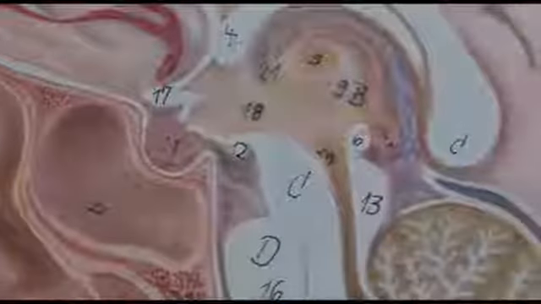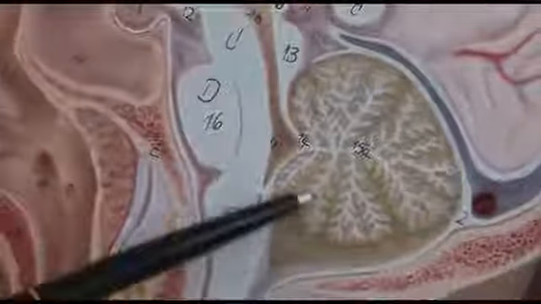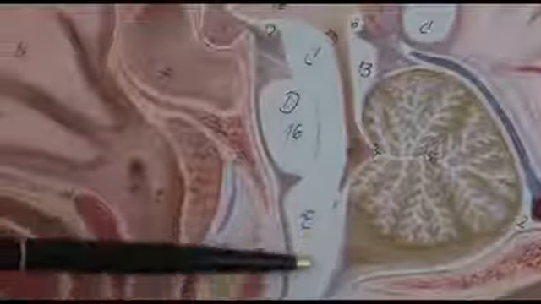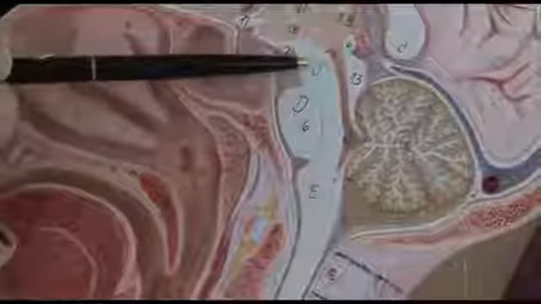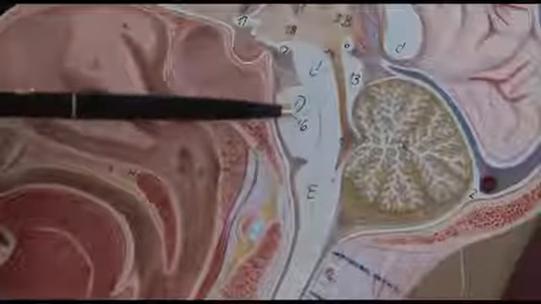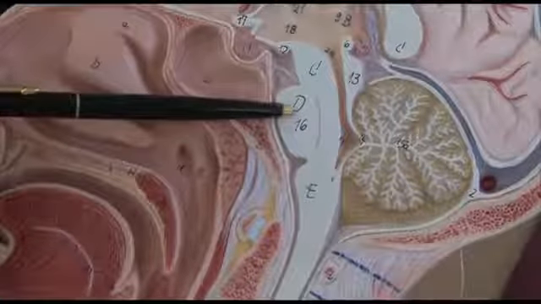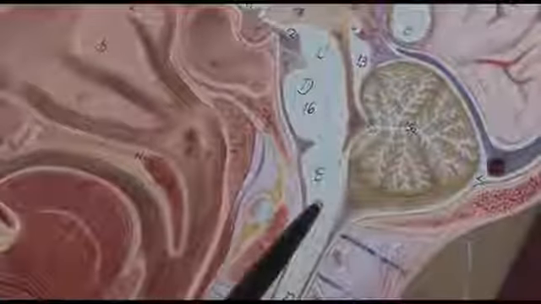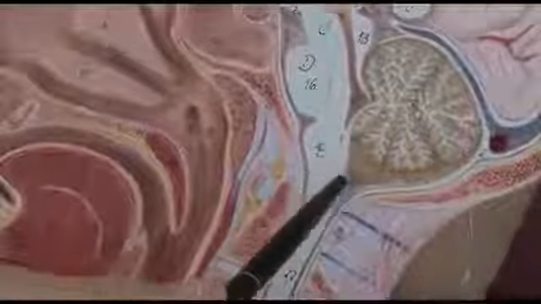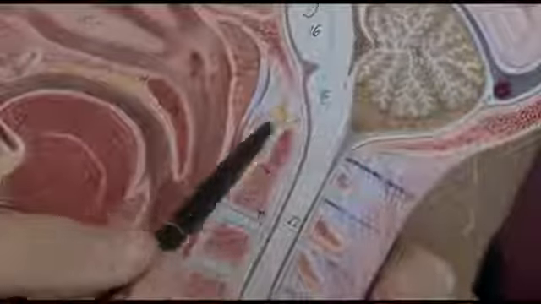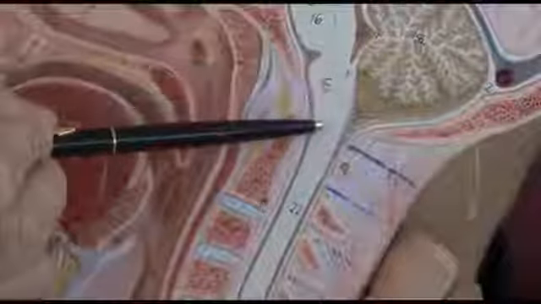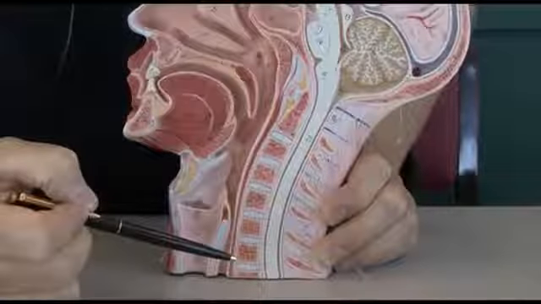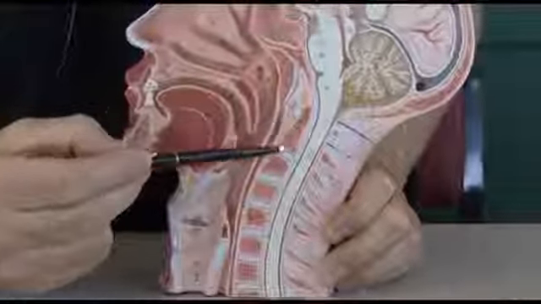The brownish area in this model is the cerebellum. And this area is the brain stem. We see the midbrain, the pons, and the medulla oblongata. This is the hole in the base of the skull called the foramen magnum. And as we see, the medulla oblongata is continuous with the spinal cord, and the spinal cord is going through the vertebrae.